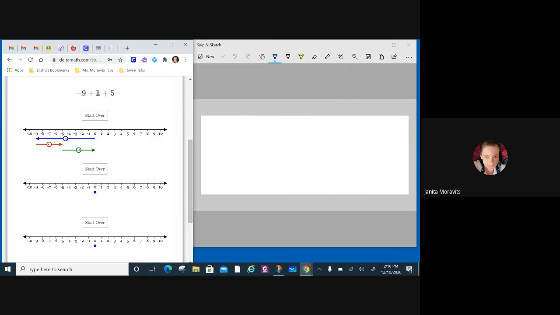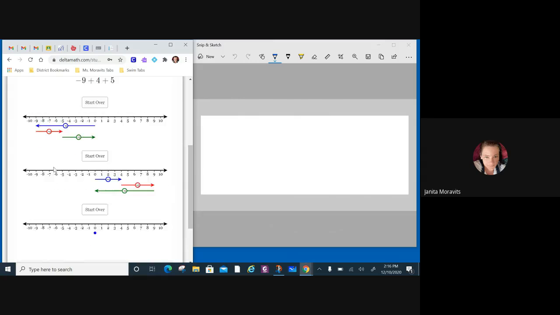Now this time, we're going to start with the number in the middle. So we're going to go over to 4. Then we're going to go 1, 2, 3, 4, 5 more because we're still plus. And then we're going to go backwards or to the left, 9. And you can see the little numbers inside there.